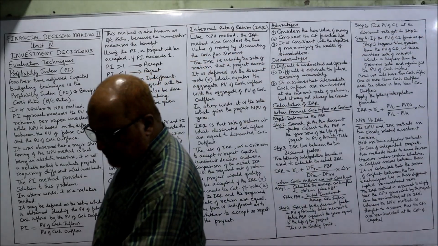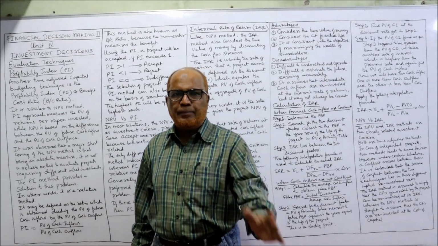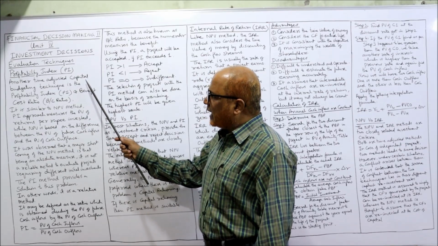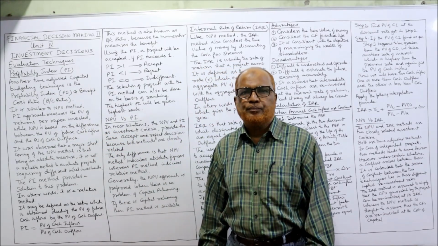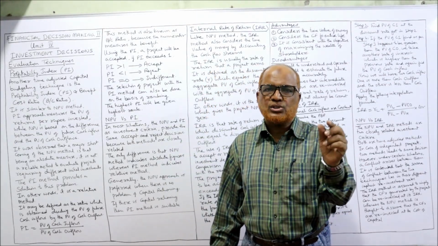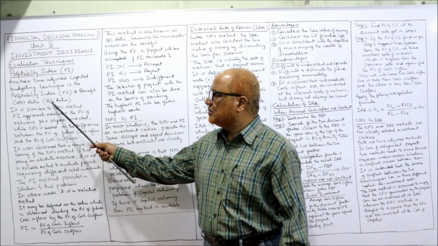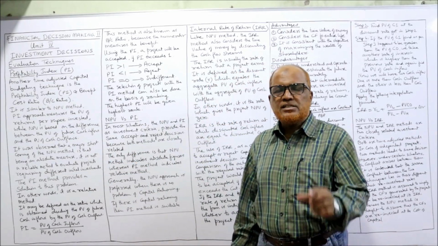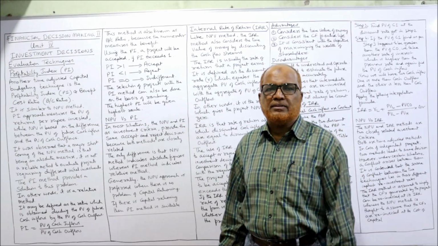Now, the second discounted technique is PI. The first is NPV. So here, profitability index. Another time adjusted capital budgeting technique is the profitability index or benefit cost ratio. The other name of PI is benefit cost ratio. So we can call it the PI method or BC ratio method. This profitability index is very similar to the NPV method.